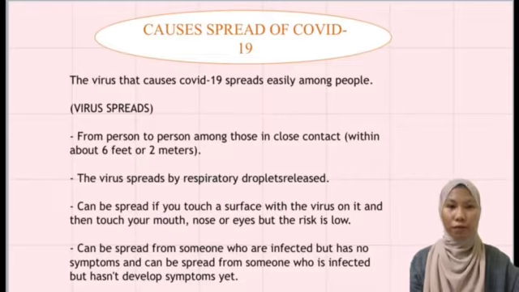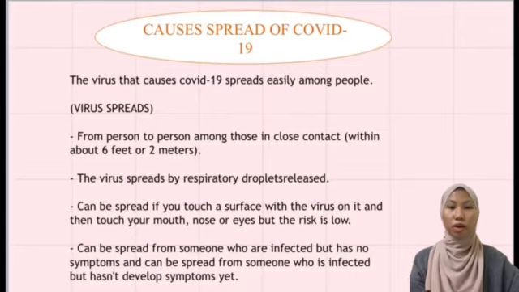Causes and spread of COVID-19. The virus that causes COVID-19 spreads easily among people. Data has shown that the COVID-19 virus spreads mainly from person to person among those in close contact within about 6 feet or 2 meters. The virus spreads by respiratory droplets released when someone with the virus coughs, sneezes, breathes, sings, or talks. These droplets can be inhaled or land in the mouth, nose, or eyes of a person nearby.